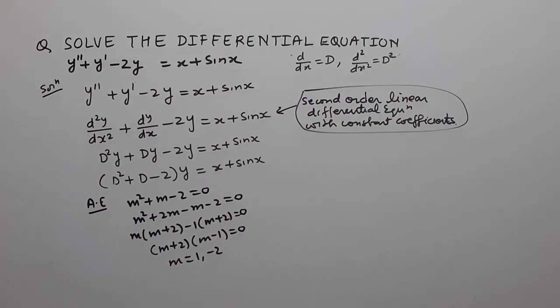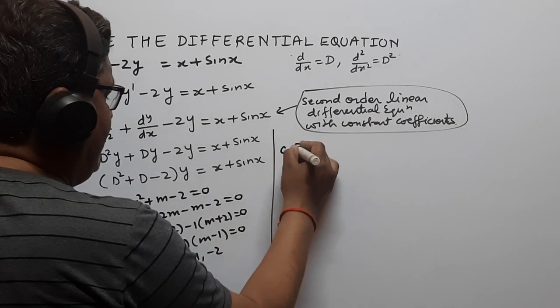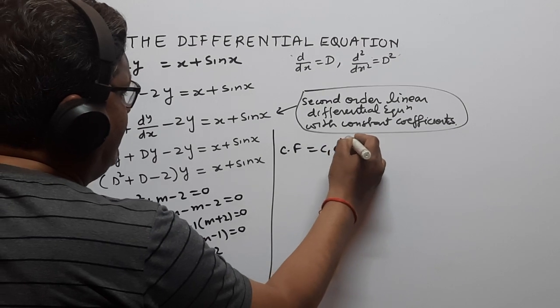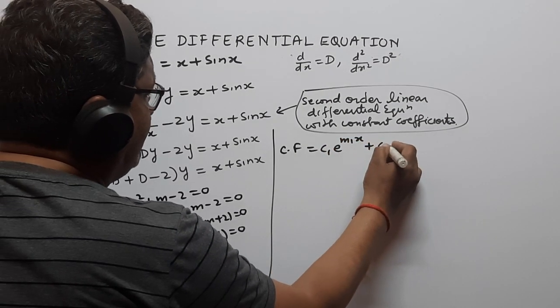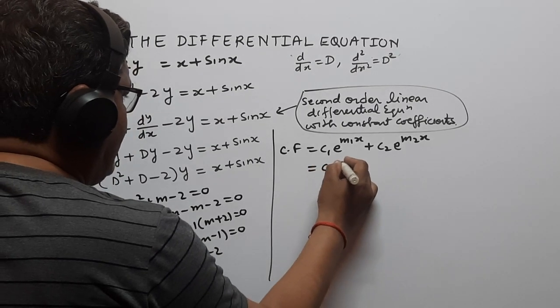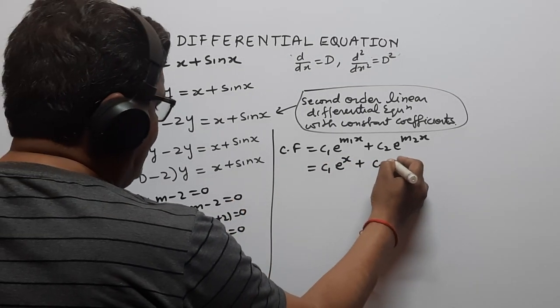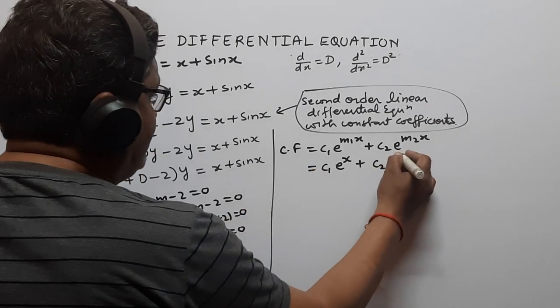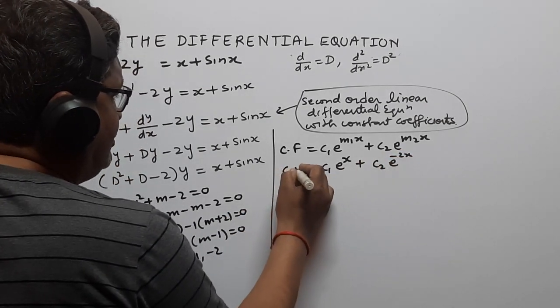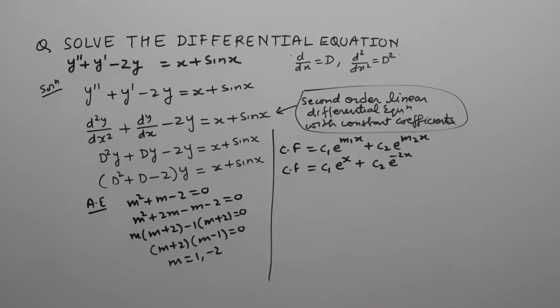Now we write here the complementary function. The complementary function can be written as c1 e to the power m1x plus c2 times e to the power m2x. You can see here m1 is 1, so this is e to the power x, and m2 is minus 2, so this is e to the power minus 2x. So the complementary function is c1 e to the power x plus c2 e to the power minus 2x.